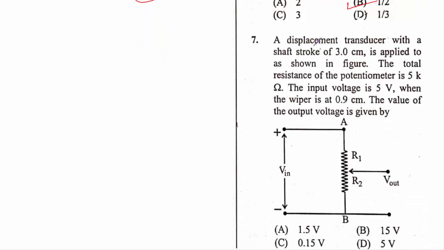Seventh question is based on electronic measurements. What they have given is a displacement transducer with a shaft of the total length is 3 cm they have given is applied as shown in the figure. The total resistance of the potentiometer is 5 kilo ohm. The input voltage what they have applied is 5 volts. When the wiper is at 0.9 with respect to 0, the value of the output voltage is given by. The question is similar to potentiometer.